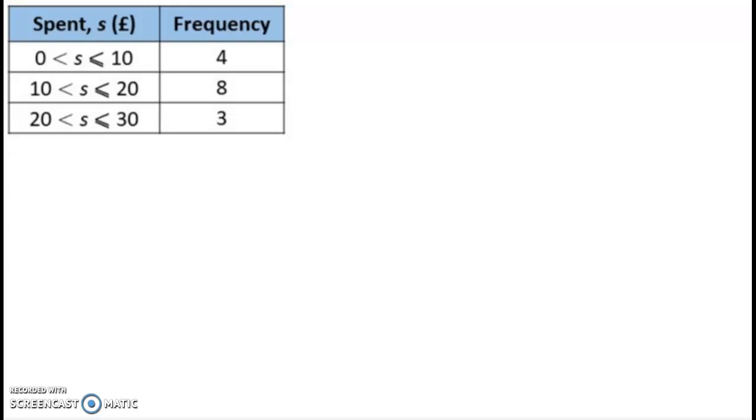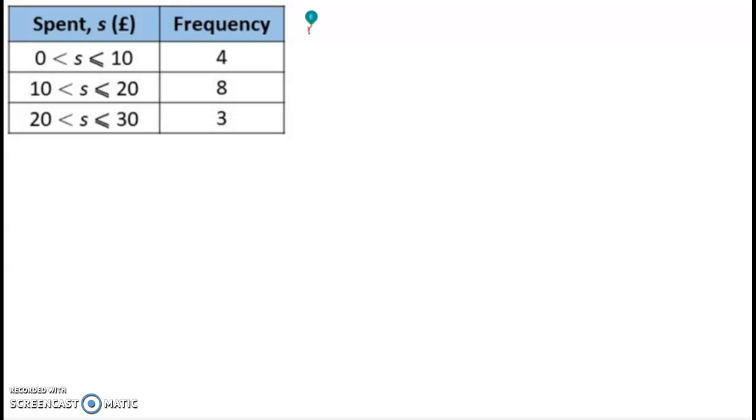In this example, we're going to recap how to use linear interpolation to estimate the median. Let's start by looking at this grouped frequency table. Here we have information about the spends between £0 and £10, £10 and £20, and £20 and £30 of several people. If we were asked to find the median class of this data, we could do this quite simply.